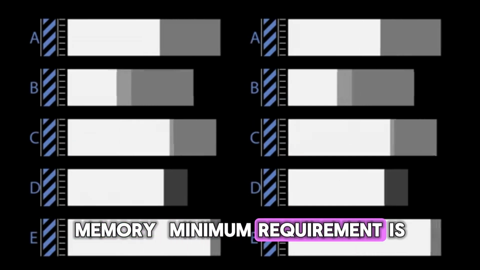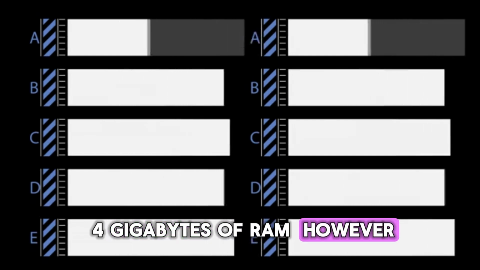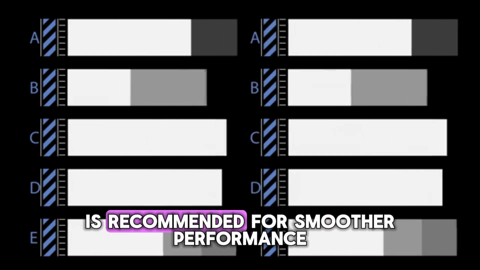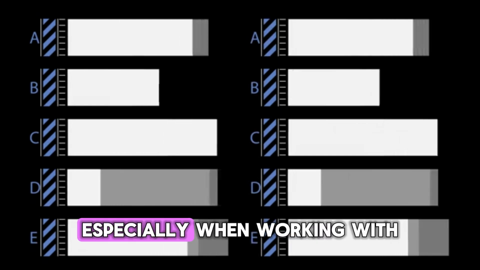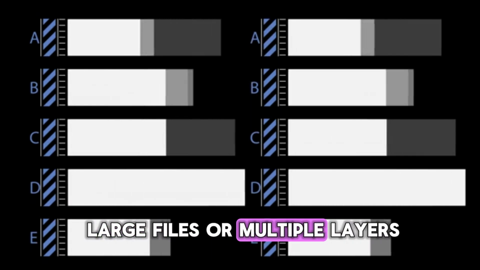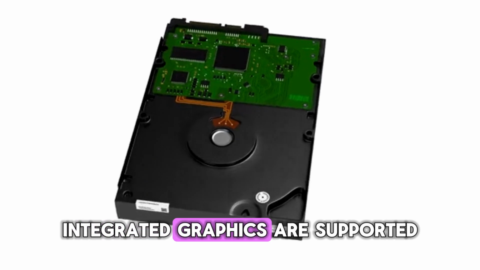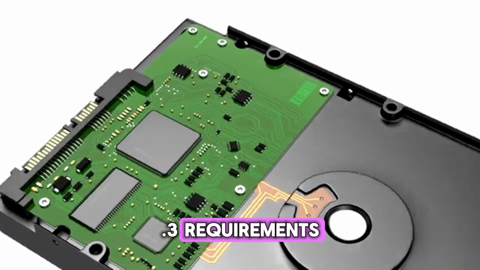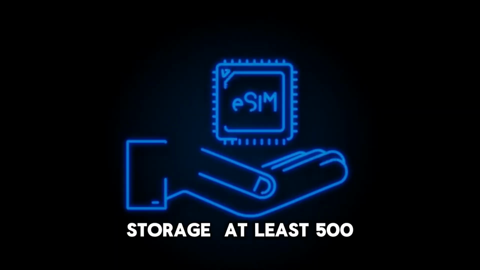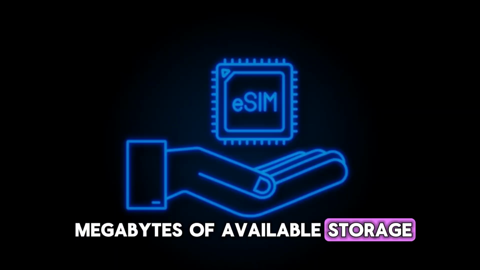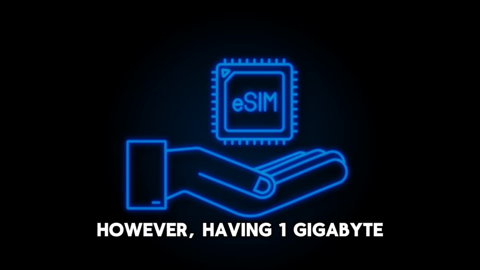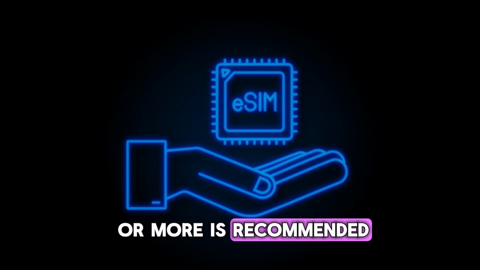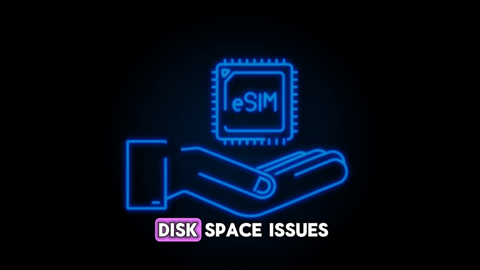Memory. Minimum requirement is 4 GB of RAM. However, 8 GB or more is recommended for smoother performance, especially when working with large files or multiple layers. Graphics. Integrated graphics are supported as long as they meet the OpenGL 3.3 requirements. However, a dedicated GPU is recommended for better performance and hardware acceleration. Storage. At least 500 megabytes of available storage is required. However, having 1 GB or more is recommended for better performance and to avoid disk space issues.